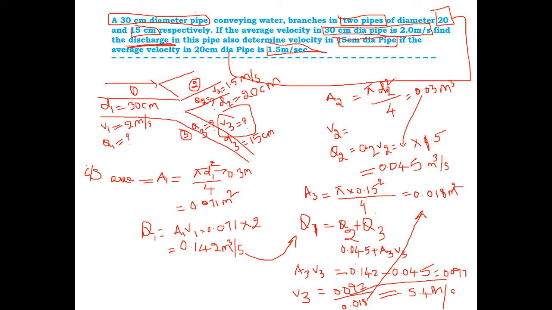Okay, so this is the problem. Now you got discharge in pipe 1, discharge in pipe 2, discharge in pipe 3, and velocity also in pipe 3. Clear? This is the problem.